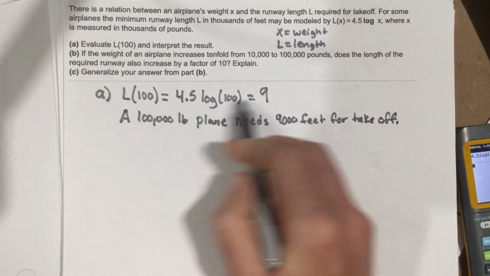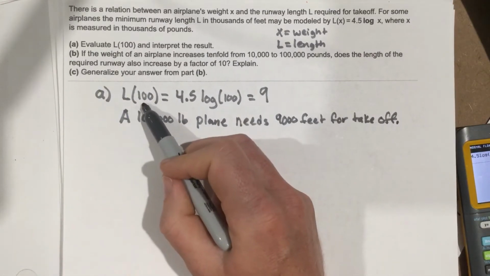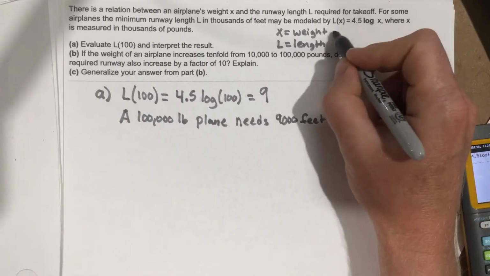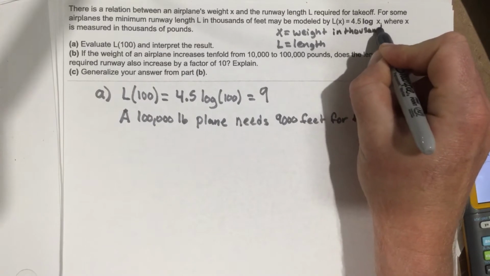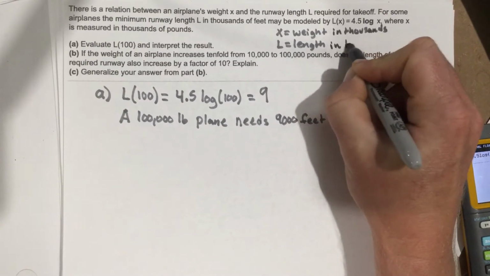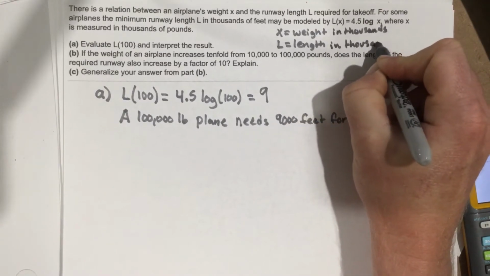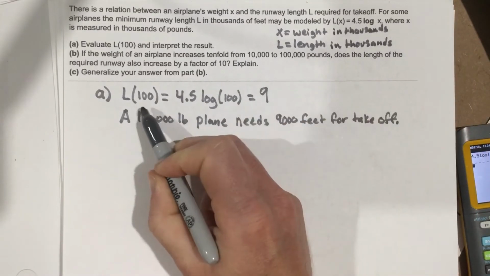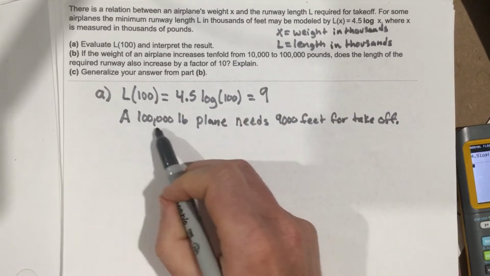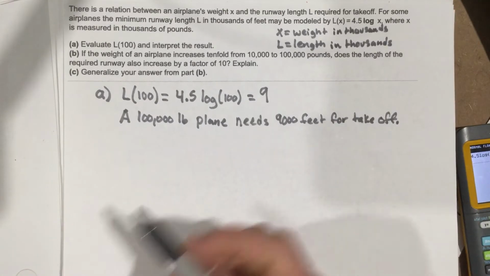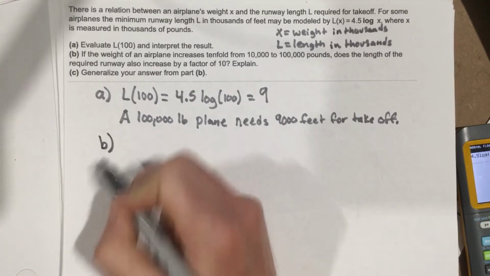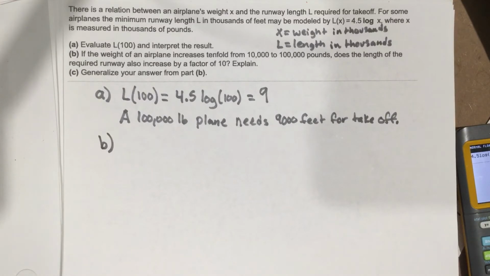Okay, that's the interpretation of that, because this is 100, and I should actually put that in there. This is weight in thousands, and this is length in thousands. It makes it a little easier to see. So a 100,000 pound plane needs 9,000 feet for takeoff. Okay, makes sense. Part B, heavy plane, lots of runway.